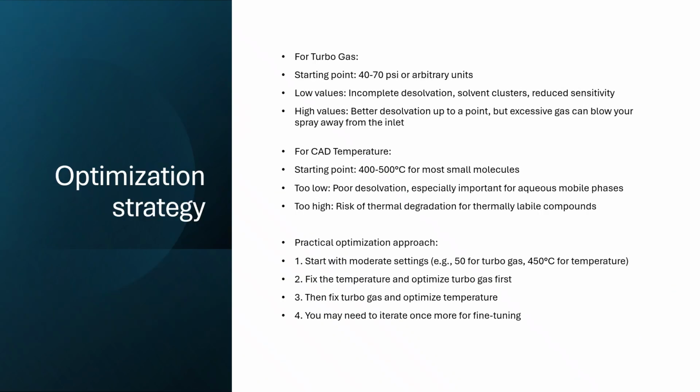So as I said, the starting point for turbo gas would be 40 to 70 psi, and for CAD temperature it would be 400 to 500 degrees Celsius. And if you're detecting a lot of compounds in your MS, then you can go with moderate settings like 50 for turbo gas and 450 for temperature, and that would be an optimum condition to detect all of your analytes.